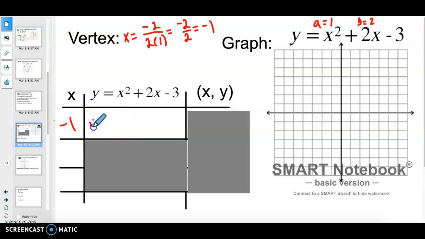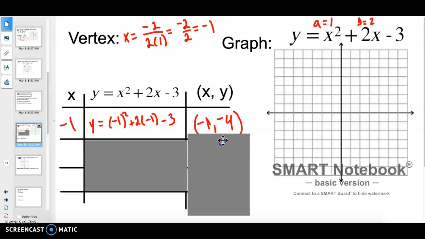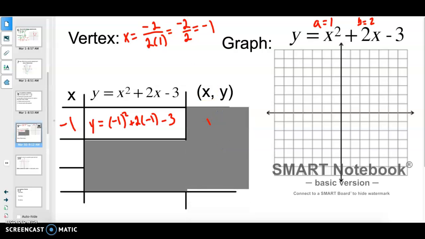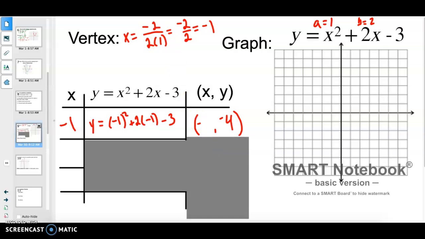So then, to find the y value, we're going to plug in negative 1. Make sure you use the parentheses, especially if you type it into your calculator, because without the parentheses it's not going to give you the right answer. So once you type this in, it is going to give you negative 1 comma negative 4. So that point, negative 1, negative 4, is going to be our vertex.